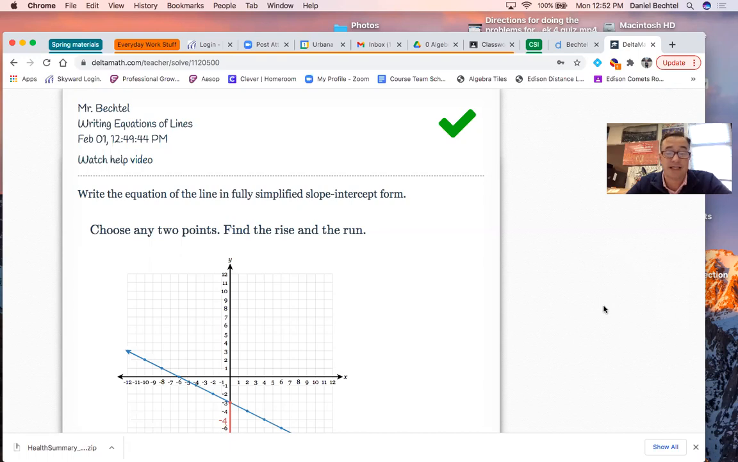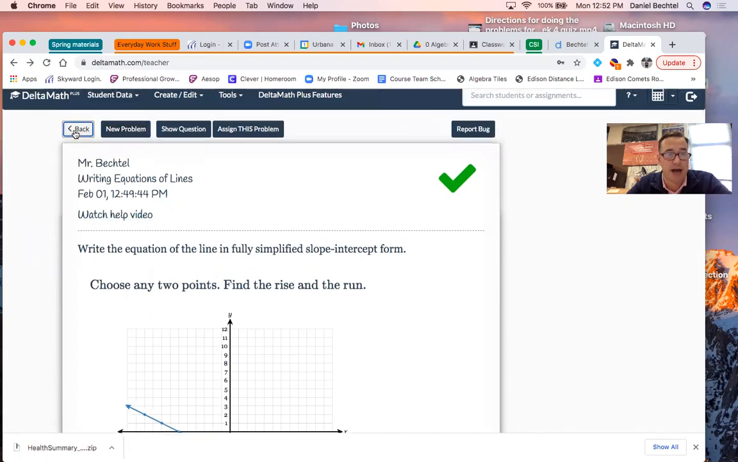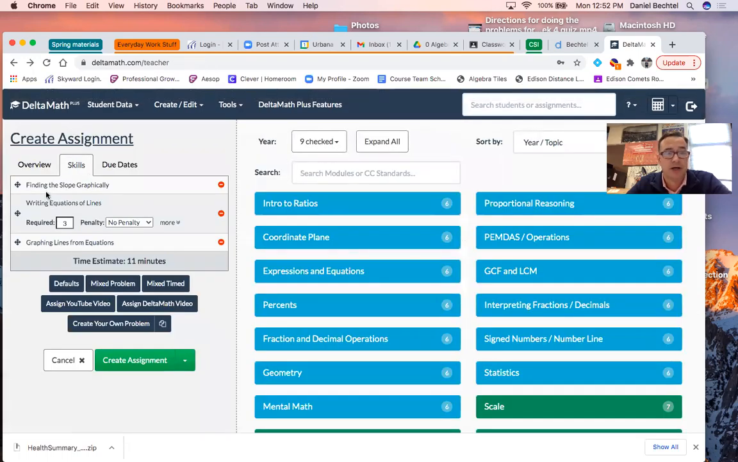So there was a student that asked specifically about this. I do want to make sure that that is enough for everybody. So I'm going to go back so we can look at the two skills here. Writing equations of lines is what we just did. I do want to make sure that we hit this graphing lines from equations piece as well so we can see it, but I want to make sure everybody's okay.